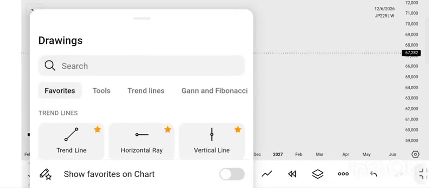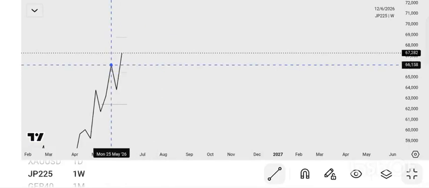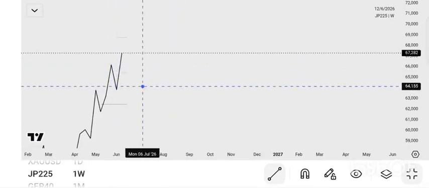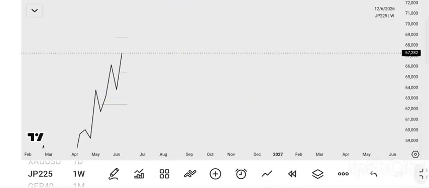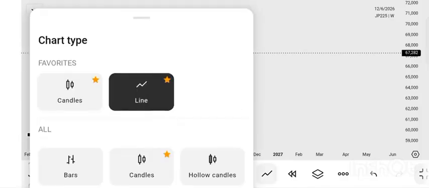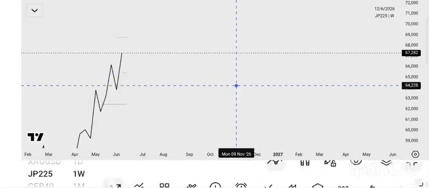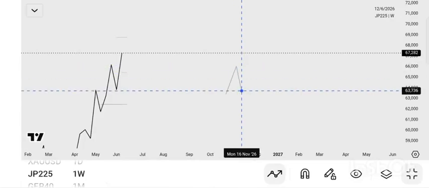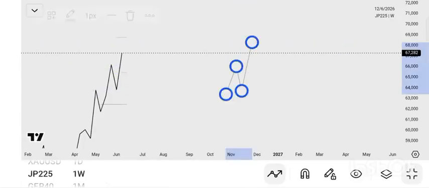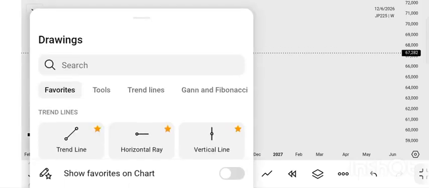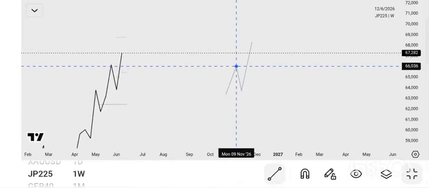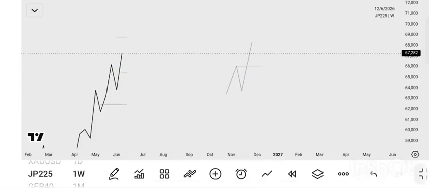What can you see here? On weekly as well, we have bullish breakouts. So weekly and daily are in alignment. The most recent breakout on weekly is to the upside. I want you to pay attention to it. The most recent breakout on weekly, we have something like this. Bullish. The same breakout is bullish to the upside on weekly.